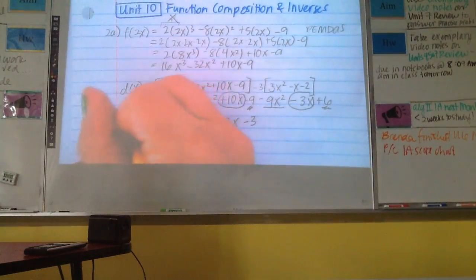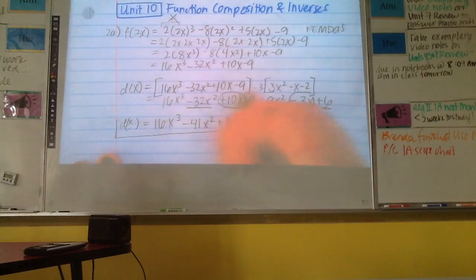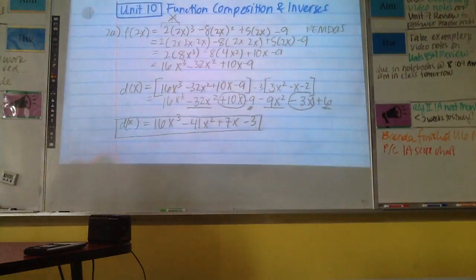Okay, and here's our function v of x in standard form, meaning it's not in factor form. You don't see parentheses of things being multiplied.